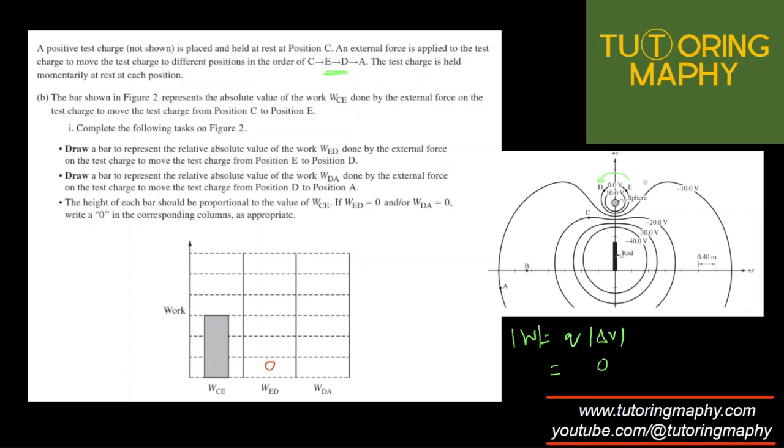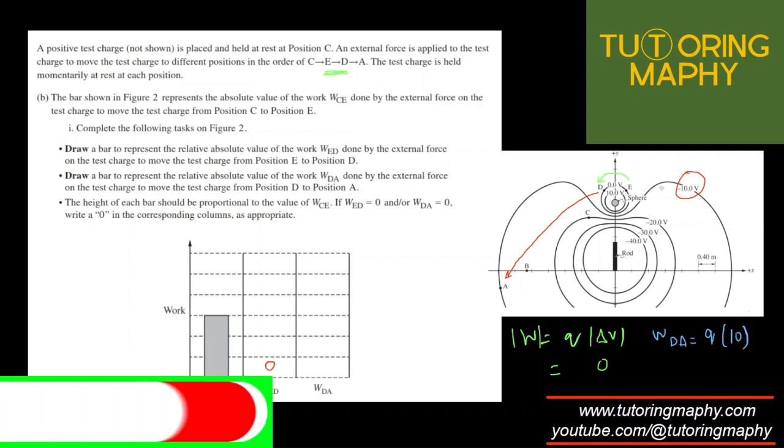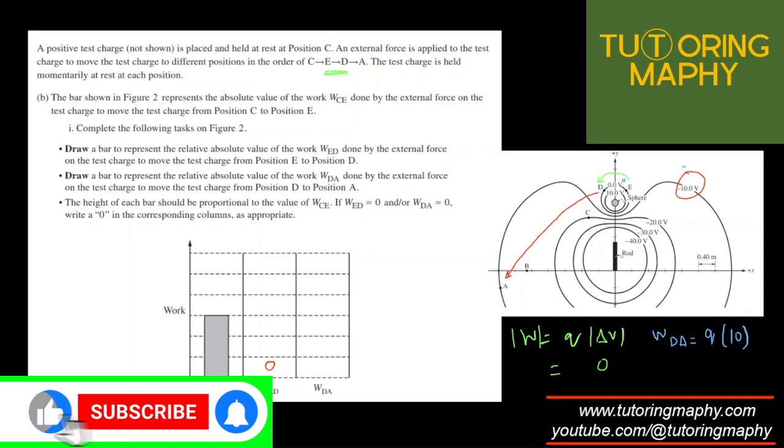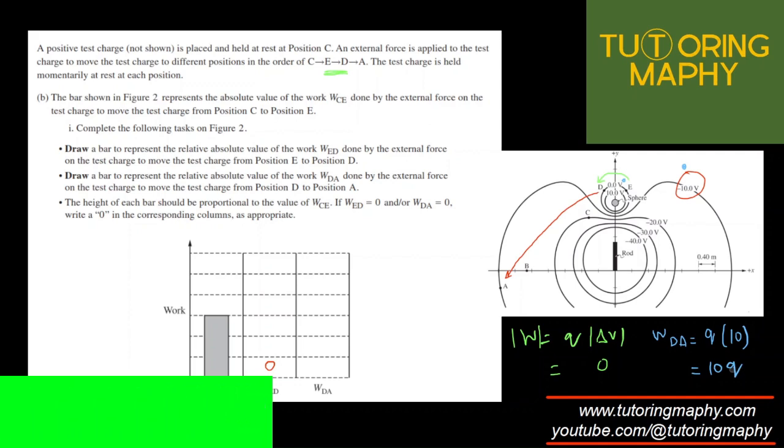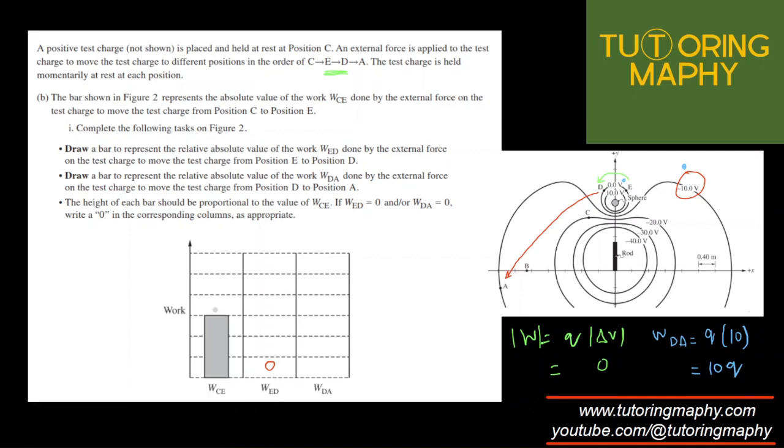From D to A, yes, there will be work because it's going from 0 volt to some other volt, which is minus 10 volt. So the work done from D to A, absolute value again, is going to be Q times 10 volt, because this is 0 volt and this is minus 10 volt. So the difference in absolute value is just 10 volt. So this is 10Q. But the height of the bar should be relative to the first one. So we need to get the value of WCE as well.